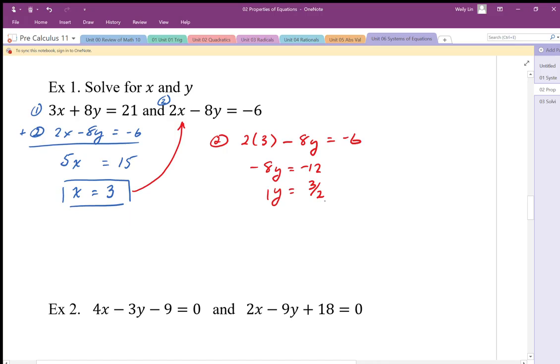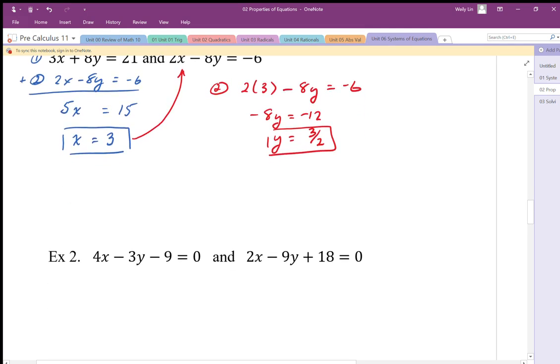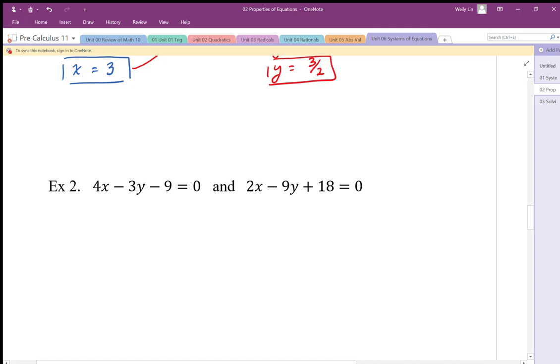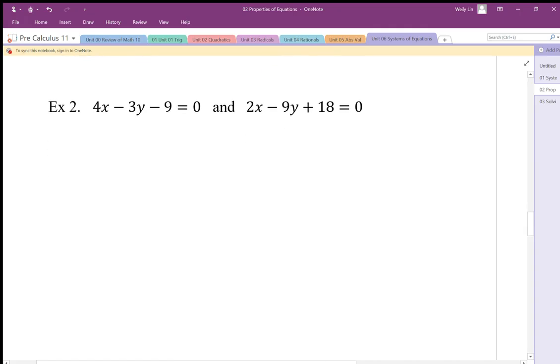Okay, so those are my two solutions. Well, x equals 3, y equals 1.5. So I'm just going to double check this. This is 3 times 3 is 9. 8 times 1.5 is 12. 9 plus 12 is 21. That works there. Here I get 6 minus 3 times 8 is 12. 6 minus 12 equals negative 6. That works. So we can always substitute back in to check our answers.